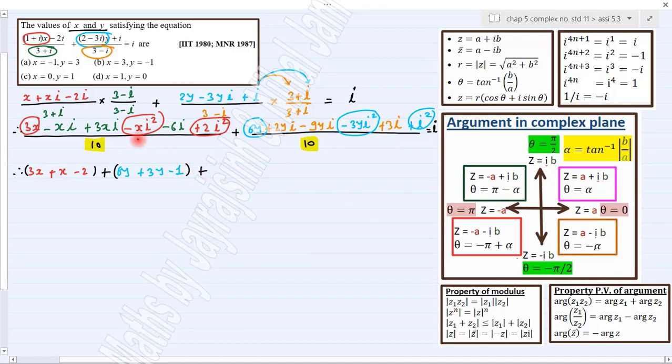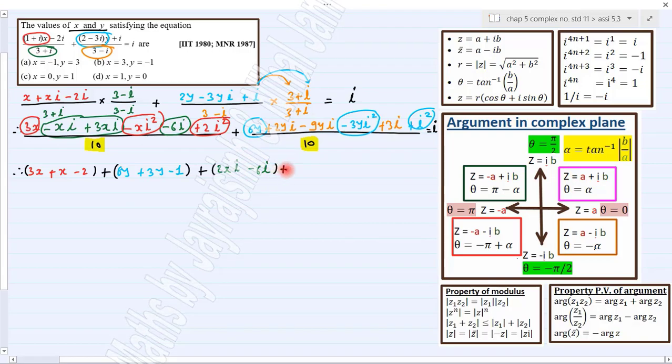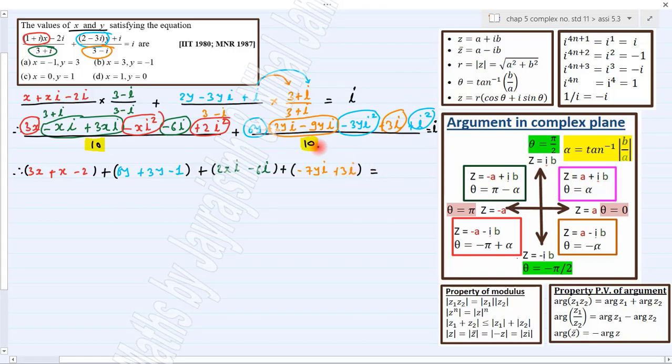Now let's collect the imaginary part. In the first term we have minus xi and plus 3xi, which will become 2xi. And we have minus 6i. Now from the second term, we will get 2yi minus 9yi, which will become minus 7yi. And we have 3i, so let's write down plus 3i. And on the right hand side, if we move over 10, we will get 10i.